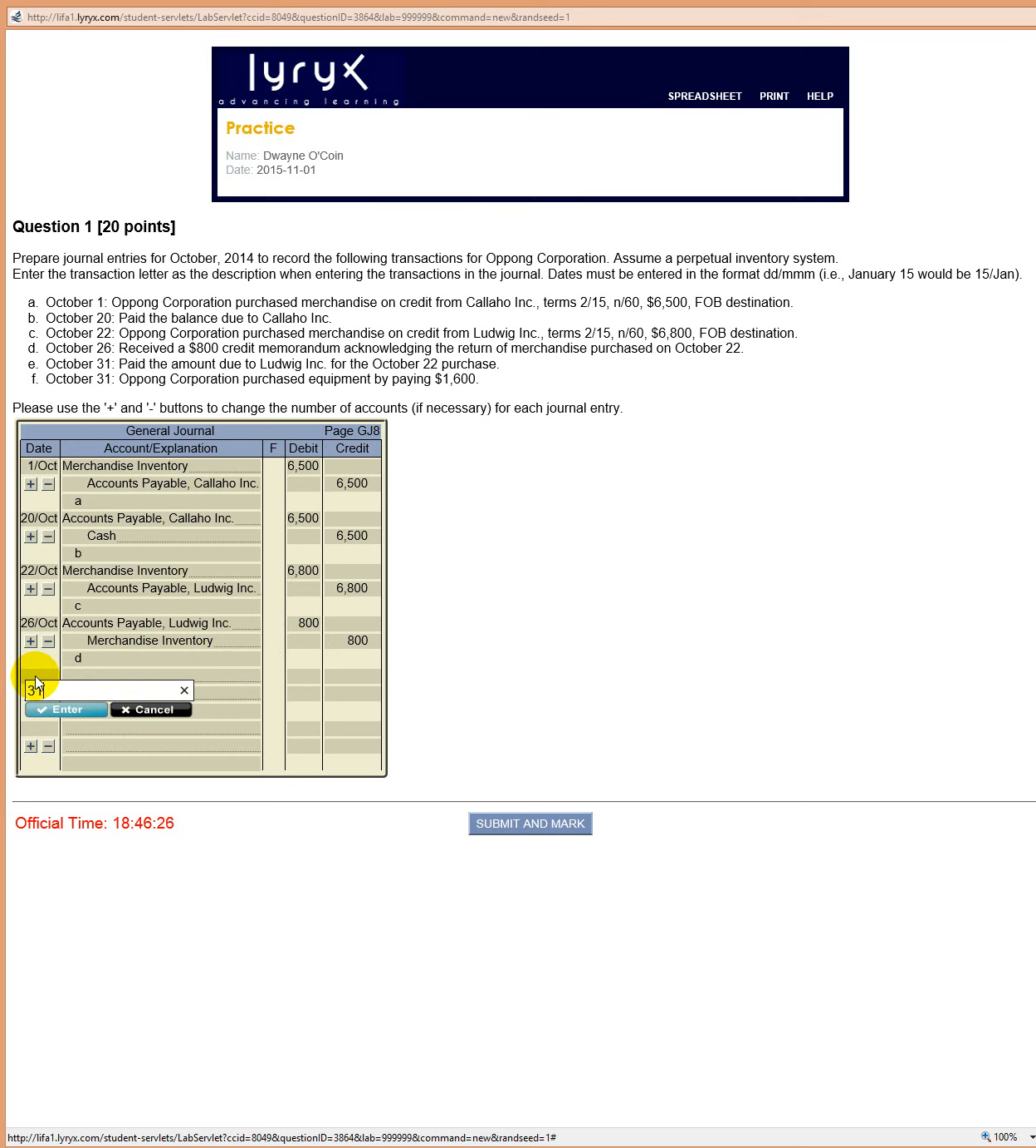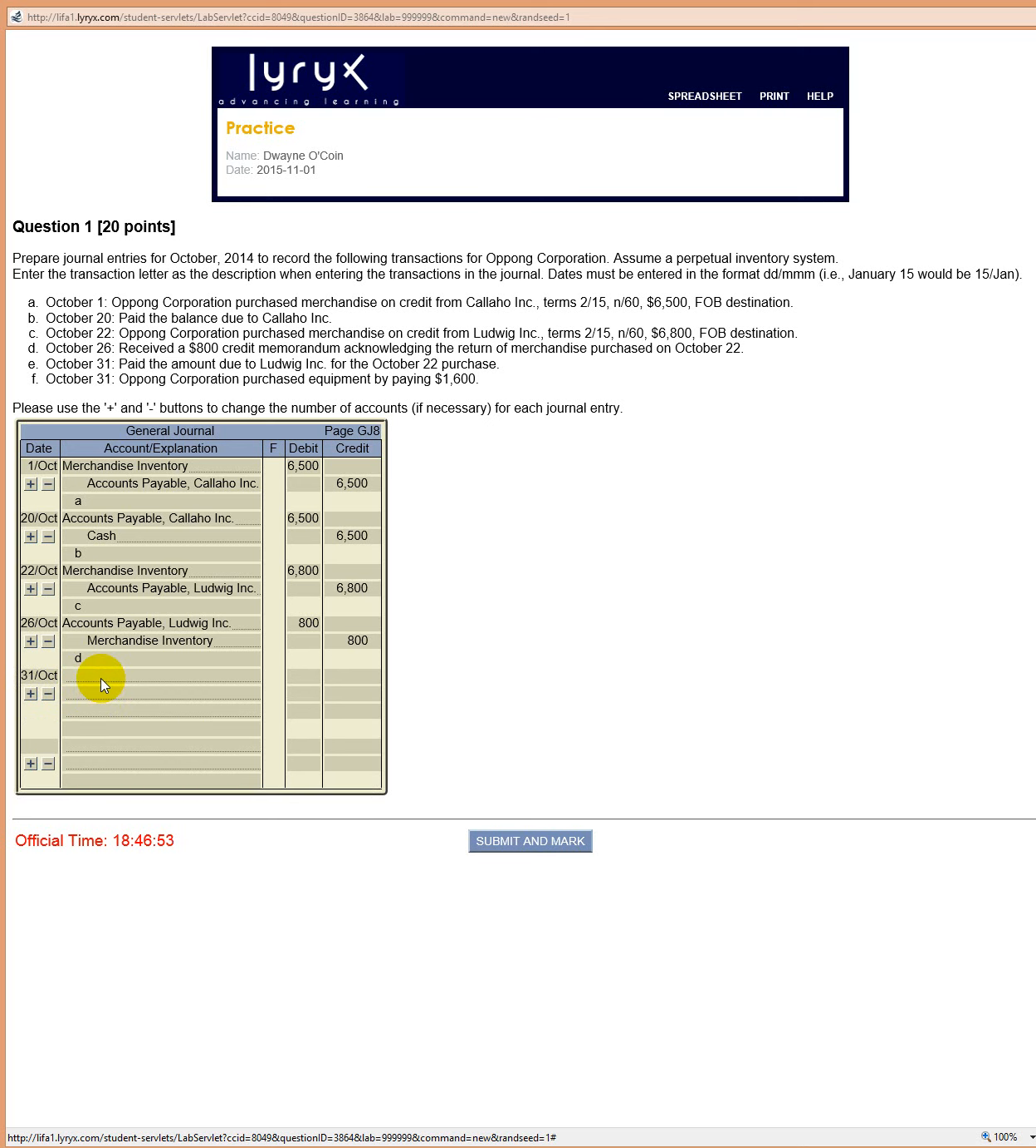On Halloween Day, we paid the amount due to Ludwig for the October 22nd purchase, and of course it's going to be the 6,800 minus the 800 that we've taken off. It says we paid the amount on October the 31st, which is well within the 15-day terms. We purchased the inventory on the 22nd, and now it's only 9 days later. So we should be able to take advantage of the discount.